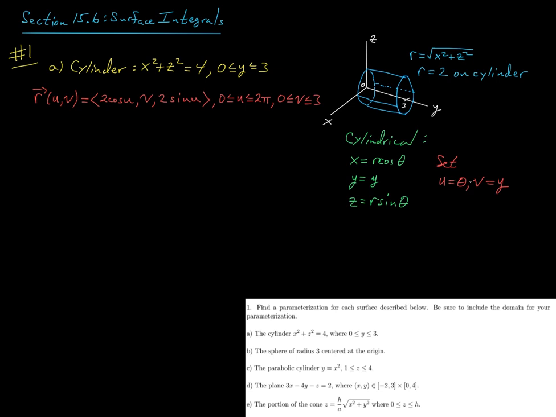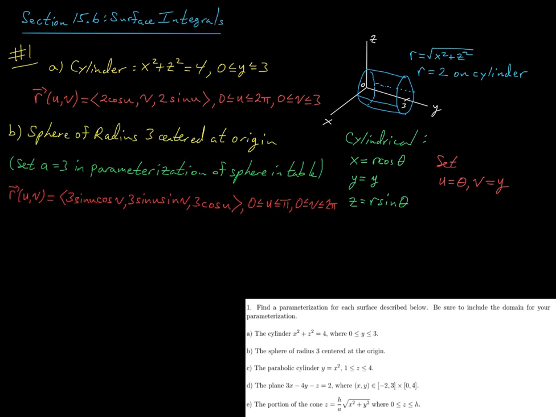And so if we set u equal to theta and v equal to y, then these equations here will give us these components for our parameterization. For the i component, we'll get 2 cosine u. For the j component, that's just going to be v because v is equal to y. And then for the k component, we'll get 2 sine u. And u here will vary from 0 to 2 pi. And v, which is just y, is going to vary from 0 to 3. All right, not too bad.